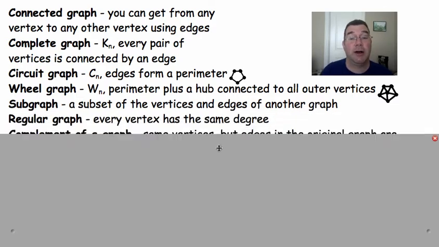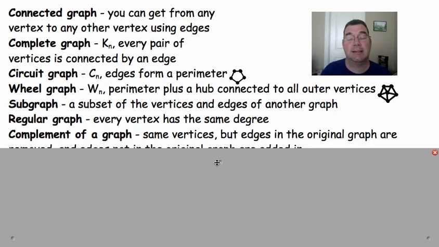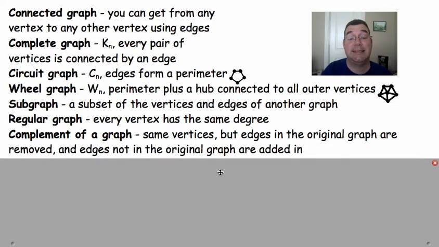We can talk about a regular graph. Remember, regular polygons were those polygons where every side was the same length, every angle was the same measure. With a graph, every vertex has the same degree. So it has the same number of edges leaving it. Okay, complement, that's like complementary angles. Whatever you would have to add to make 90, that's a complementary angle. Well, whatever you would have to add to a graph to make it complete, that would be the complement. So it's the same vertices that are there, but any edges that are there are not there in the complement, and any edges that aren't there are added to make the complement.